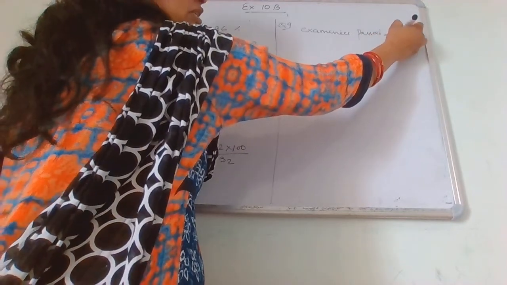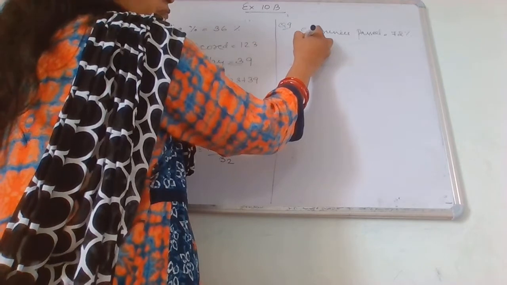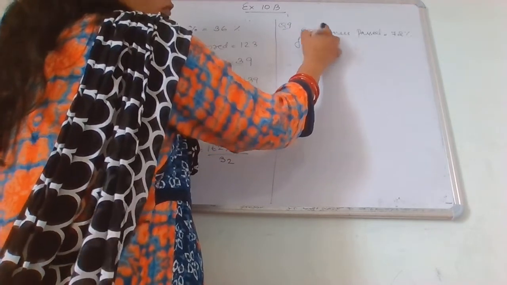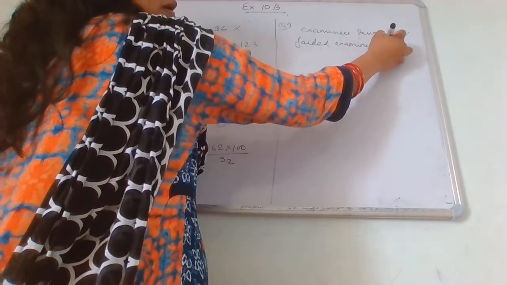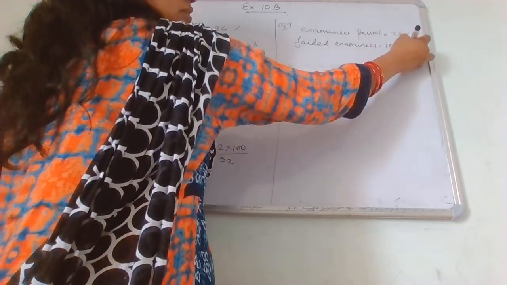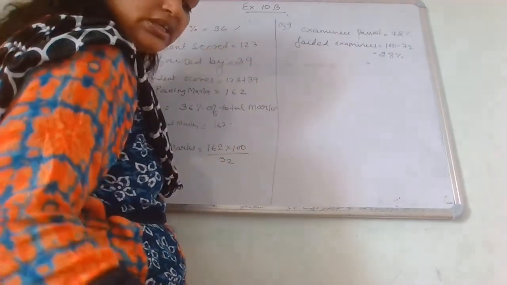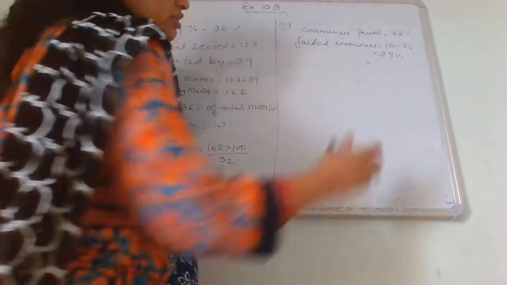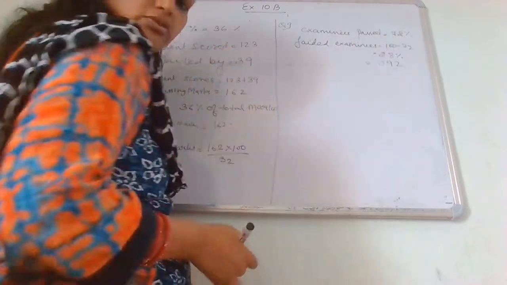How much percentage? 72%. So failed examinees are 100 minus 72, that is 28%. And what is it equal to, as given? 392. So 28% of total students is equal to 392.